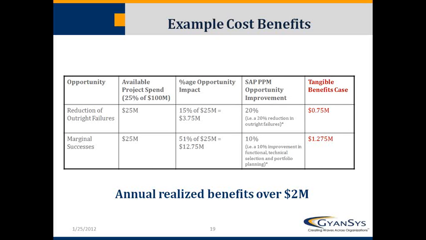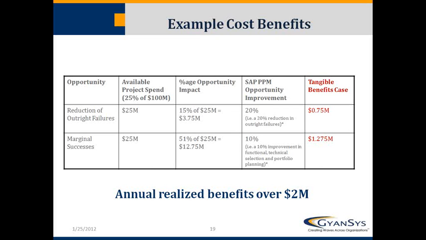If you look at a company with a $25 million project budget, industry numbers tell us that 15% of IT projects are outright failures, and 51% of projects are just classed as marginal success. Typically they're over time and over budget.